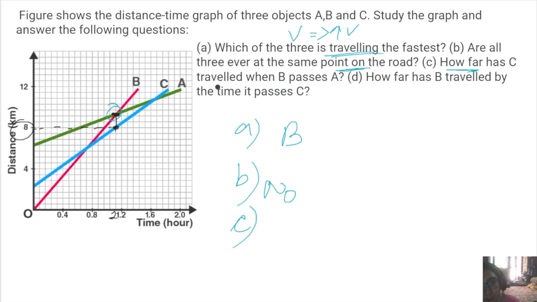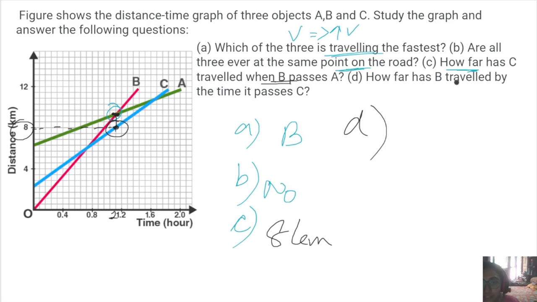First we saw when B passes A, what is the corresponding point of C. It is this one. And then we saw the corresponding distance it has traveled at that particular point, and it is 8 kilometers. So this will be 8 kilometers, and it is after 1 hour from its initial journey.